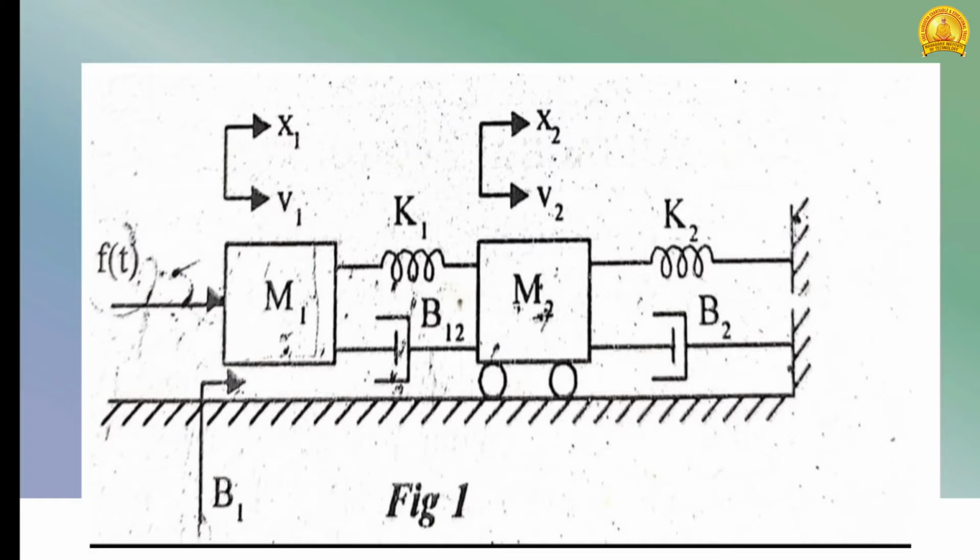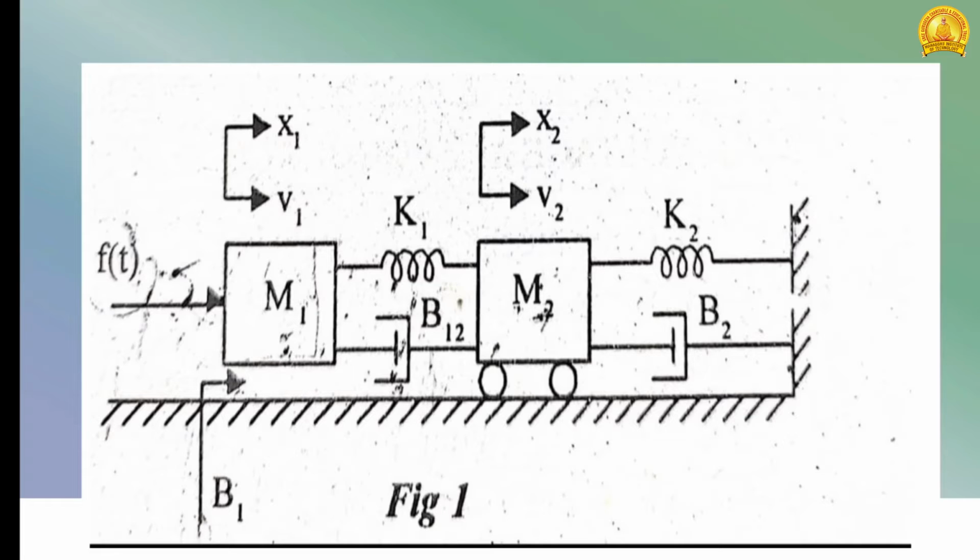Here K1 and K2 represent the spring constants of the mechanical system. B1, B12 and B2 are the frictional forces of the mechanical system. X1 and X2 represent the displacements of the system, and V1 and V2 represent the velocities. V1 is the velocity of mass M1, V2 is the velocity of mass M2. There is a force F of t applied on mass M1.